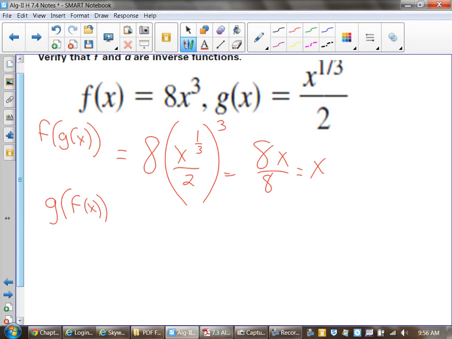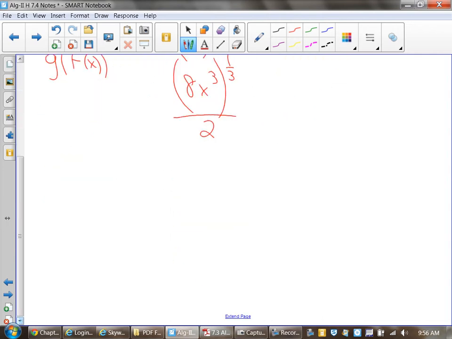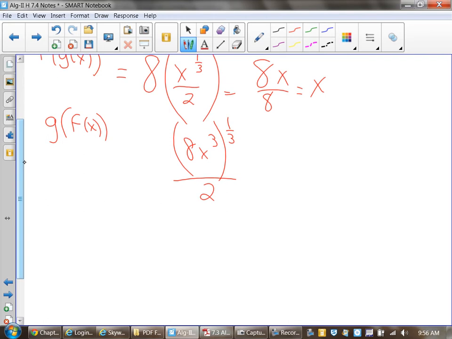Go the other direction. I'm going to go the other direction. I start by writing down my f of x equation, 8x cubed. I surround that with the g of x equation. So that goes to the 1/3 power, and I divide it by 2. Now in this case, the only thing that has the 1/3 power is the numerator. Again, 1/3 power means cube root. What's the cube root of 8? 2.